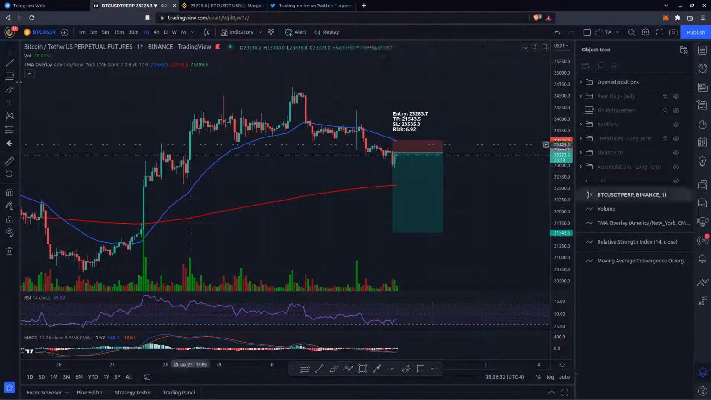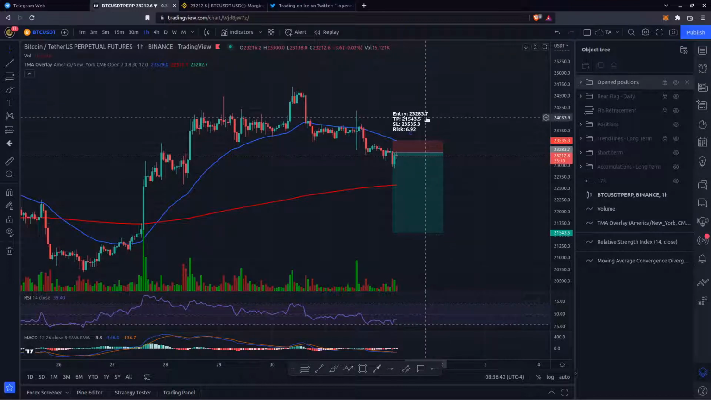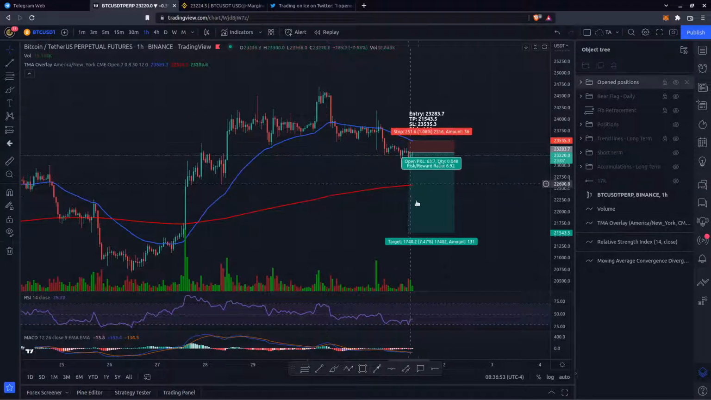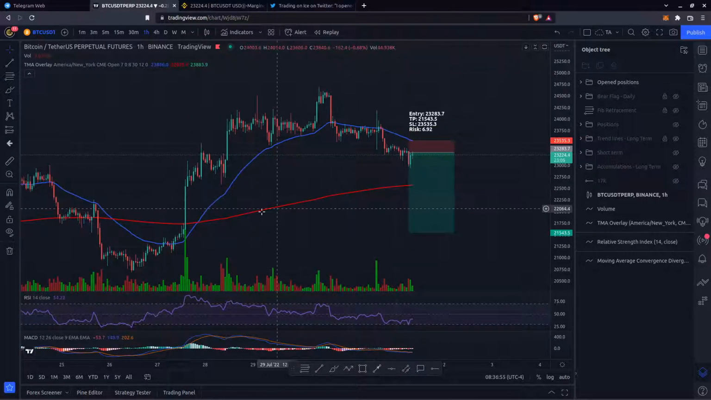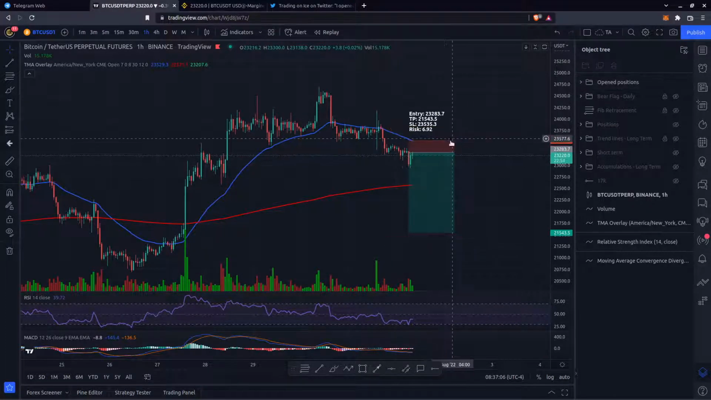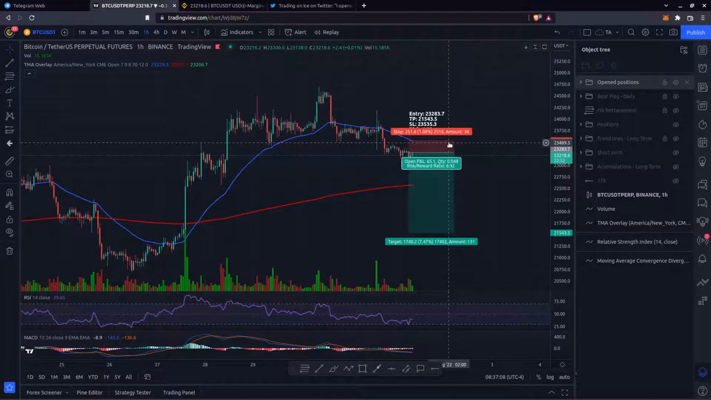But yeah, this is my position. I entered at 23,283.7. We have a nice risk reward ratio of 6.92. Before my take profit, we do have the 200 moving average here to offer us some support. But if this goes against me, I'd be happy to close the position and then try again later.